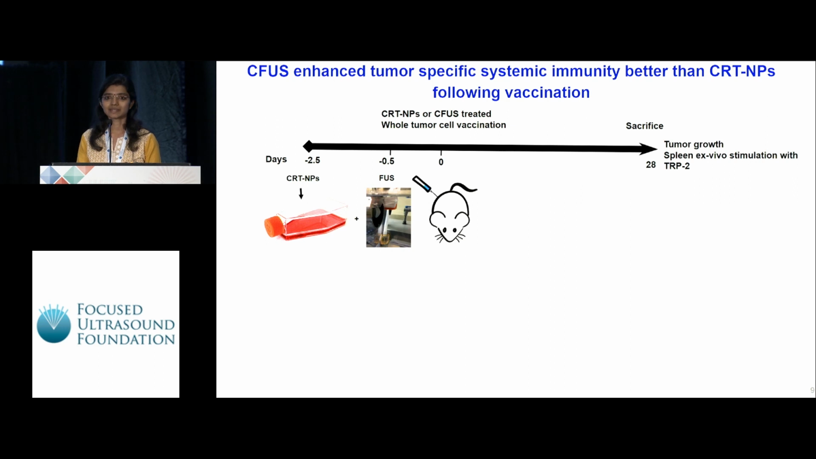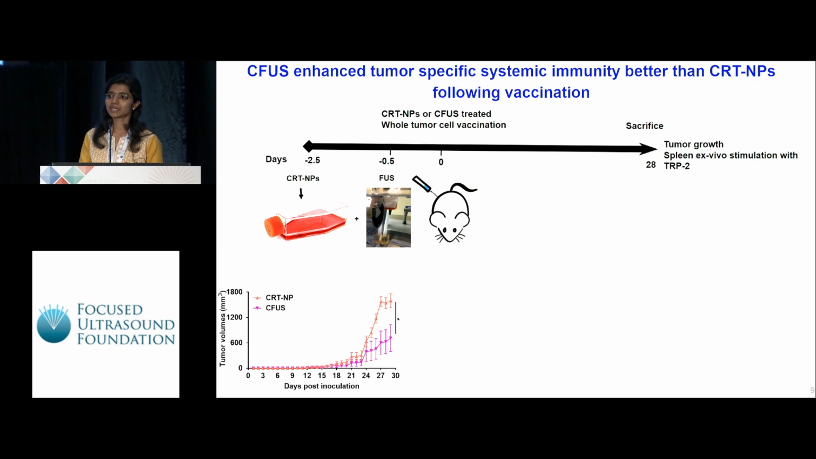To further understand the significance of adding focused ultrasound therapy to CRTNPs, we performed a vaccination study in which 4 million melanoma cells were treated in vitro with CRTNPs and focused ultrasound and then inoculated in mice, which were observed for their tumor growth for up to 30 days. CFUS cohorts had relatively delayed tumor take and progression compared to the CRTNP cohorts.